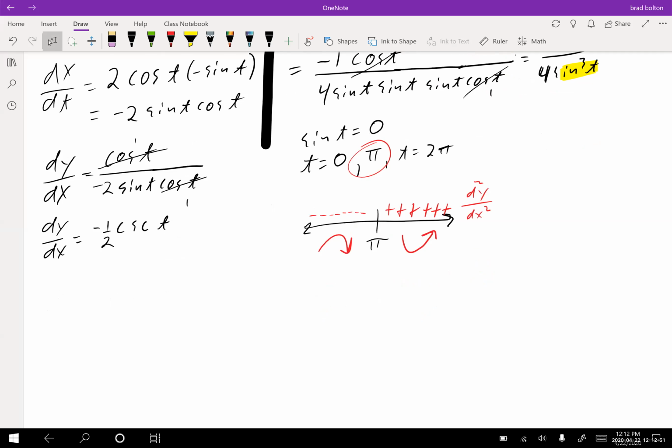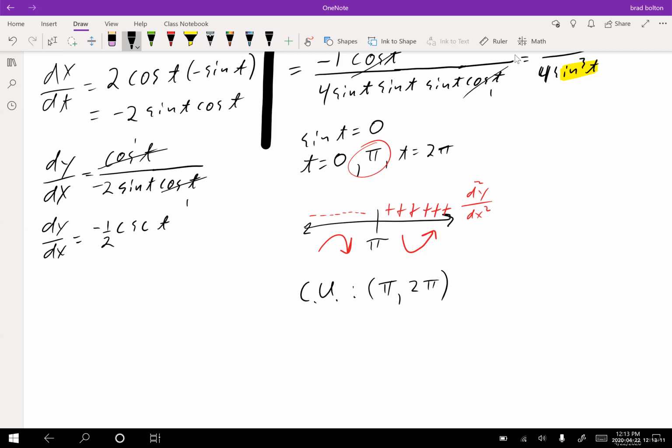So that means we have concave down on the left and concave up on the right. The problem wants to know when we are concave up, so we say concave up on the interval from pi to 2 pi. That is when we are concave up, so we answered their question.